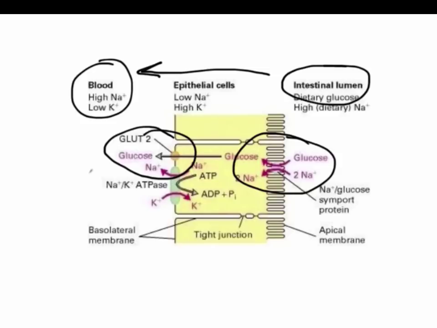Now you may have noticed that in this diagram there are two sodium molecules shown being transported with each glucose molecule. And I should point out that there are different isoforms of the sodium glucose transporter, just as there are different isoforms of the GLUT transporters. And the different isoforms of the sodium glucose transporters transport different numbers of sodium and glucose molecules. So the ratio of glucose to sodium varies with the different sodium glucose transporter isoforms.